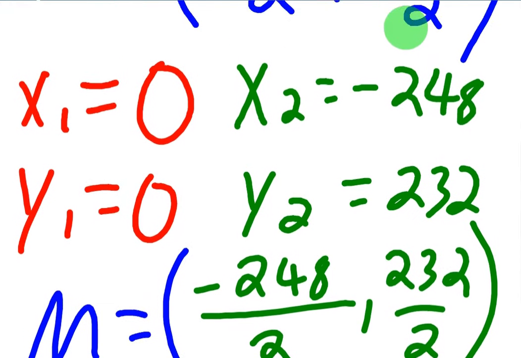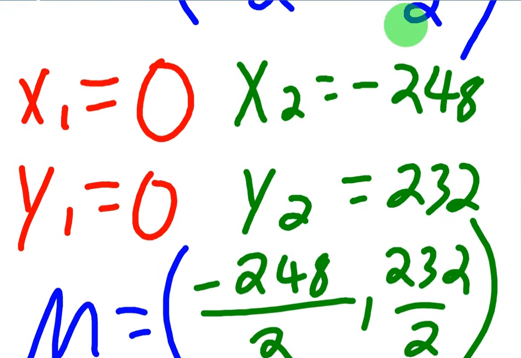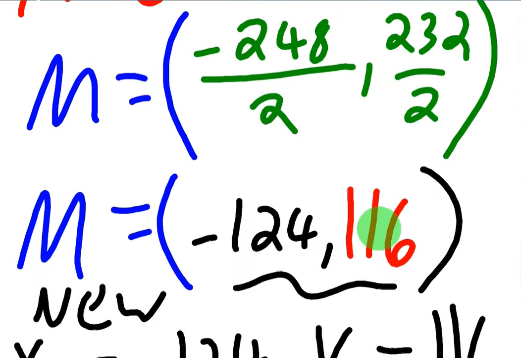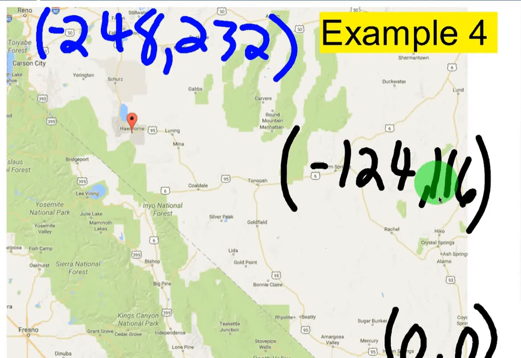Our midpoint would be x1 plus x2 over 2, which would just be negative 248 over 2 because that's 0, 0. And y1 plus y2 over 2 would be 232 over 2. So our first midpoint, Tonopah, is negative 124, comma 116. I already had that labeled from where I did this lesson before, but that's how we found it. We found it by finding the midpoint of these two. But the real question is, what is this point? So now all we have to do is find the midpoint between these 2 points.